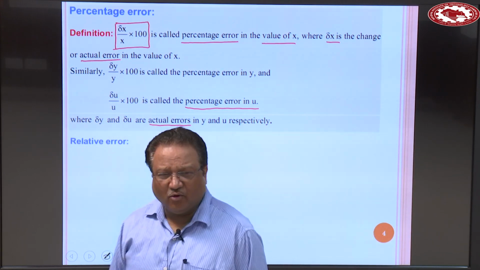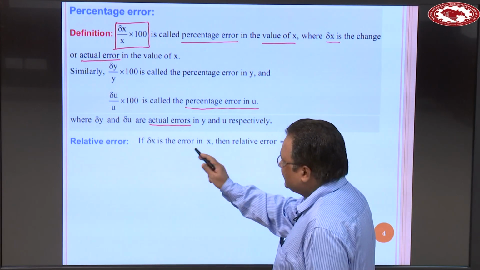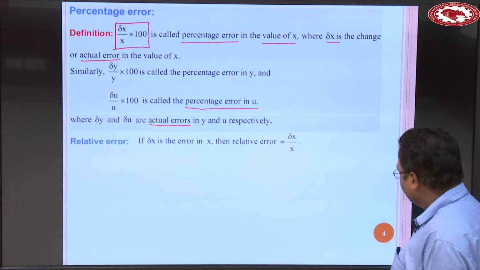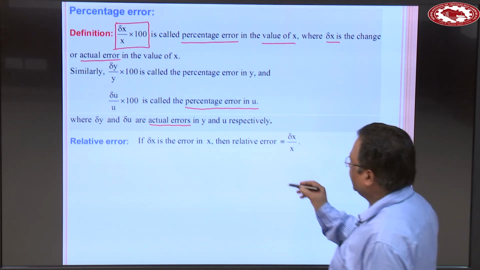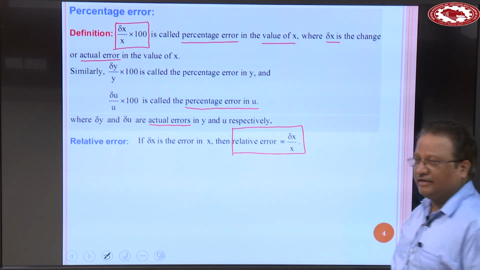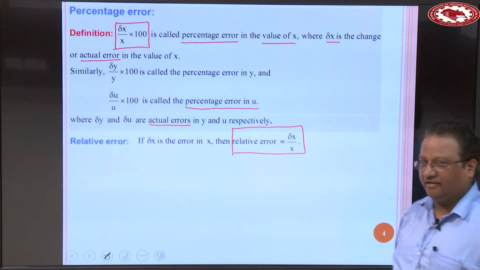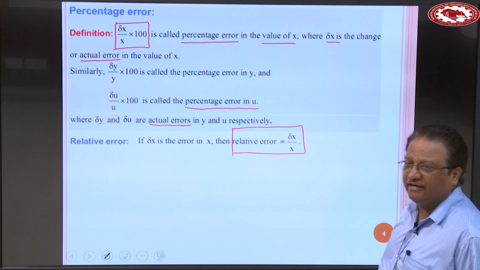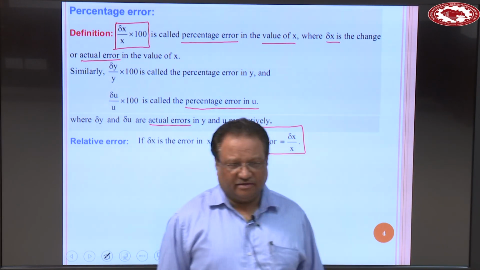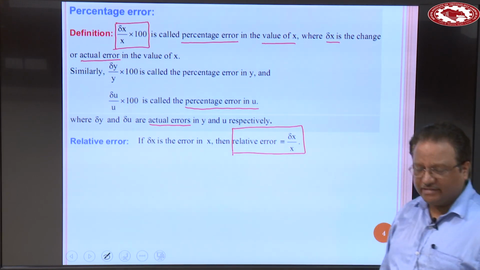One more definition, what is relative error? Okay. So if delta x is the error in the value of x, then relative error is equal to delta x divided by x, and when you multiply by 100, that one is the percentage error, and delta x over x is the relative error. So sometimes in a problem we may be given this relative error or percentage error.